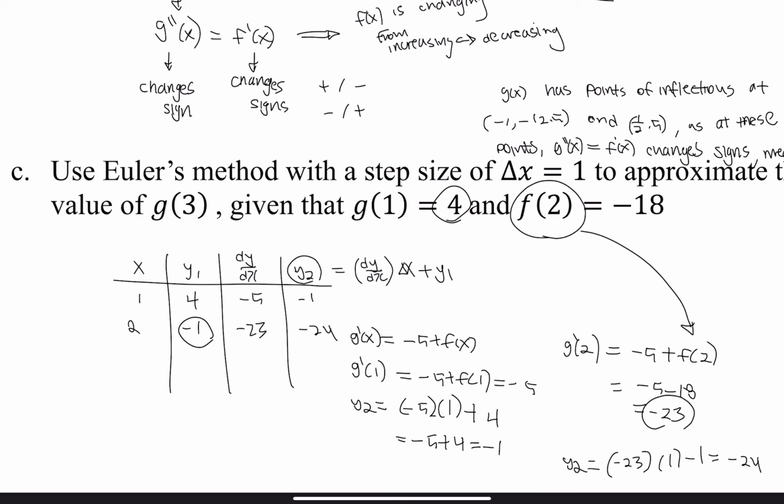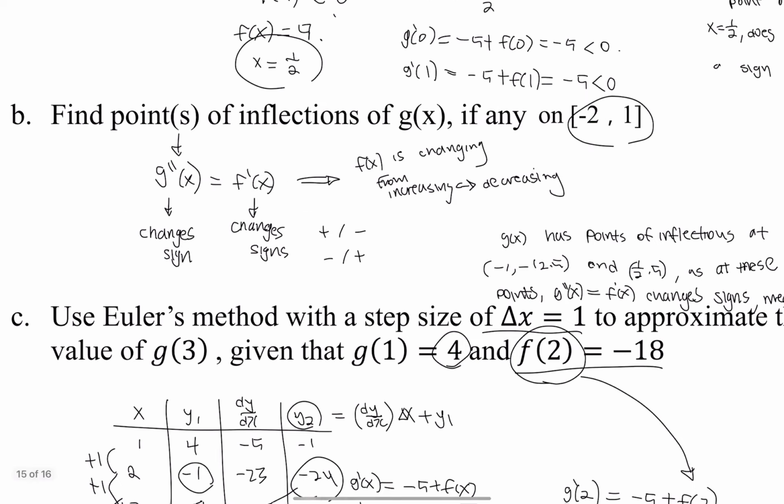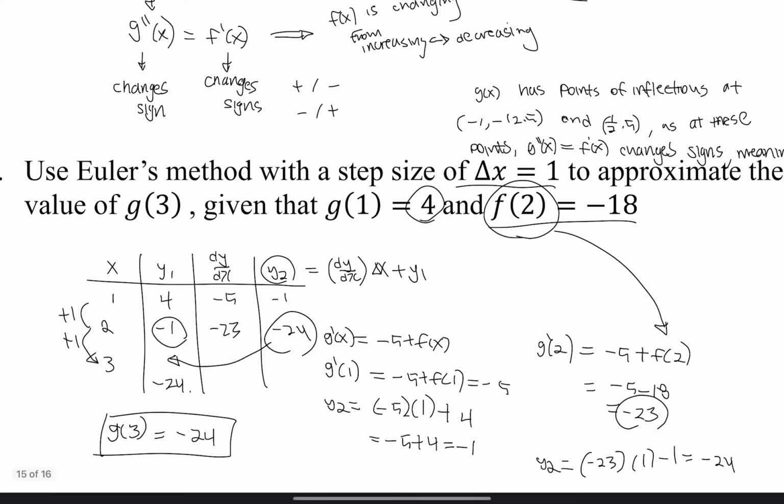Okay, and then I mentioned that this value of y2 carries over to the next row's y1 value. So next row is 3 because the step size is 1, so it's incrementing by 1. So the y1 value of x equals 3 is negative 24, which means that g of 3 equals negative 24. And just to clarify, the reason why this part, f of 2, is specified is because the graph is cut out at this point when it's f of 2. So usually you will have all the values in the graph, but this one was a little bit special because it was cut out.